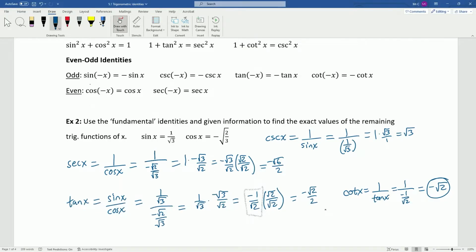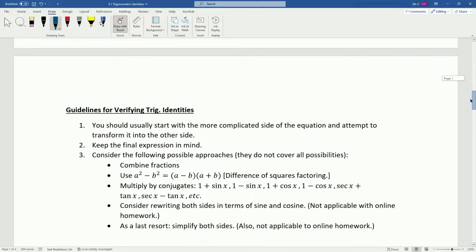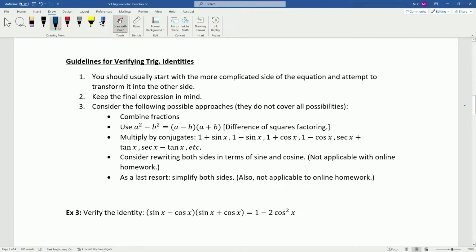So again, this is nothing new. These are all types of problems you've done before, just refreshing on applying these identities to actually evaluate sine and cosine functions. But now we want to see how we can use these identities to start verifying future identities. So first we'll look at some guidelines. So generally, in a more, let's say, real-world circumstance, you would start with the more complicated side of the equation and attempt to transform it into the other side.